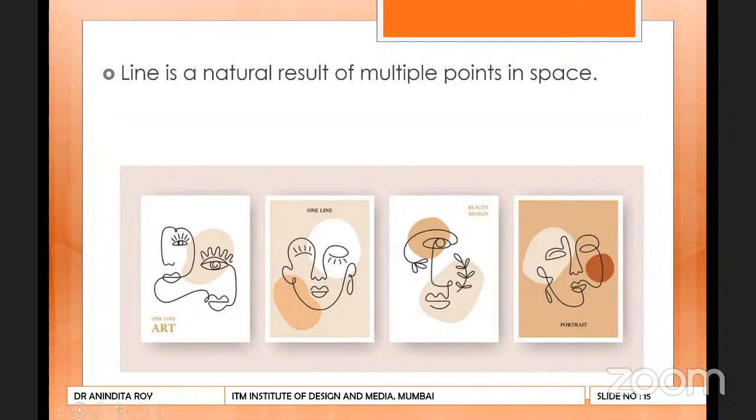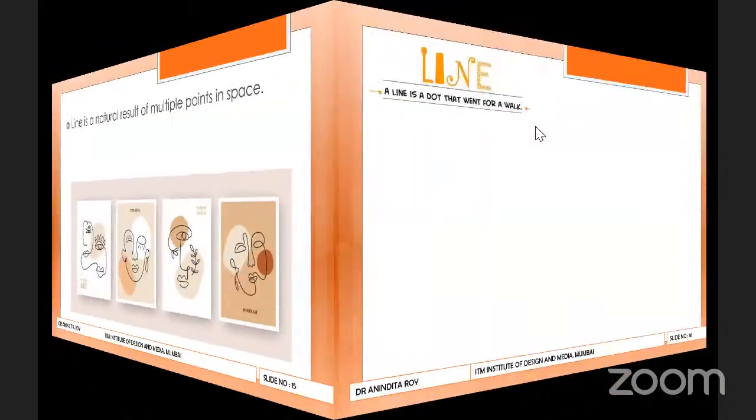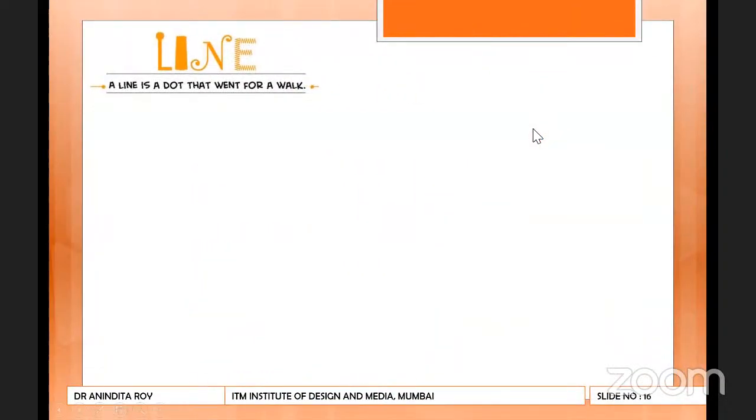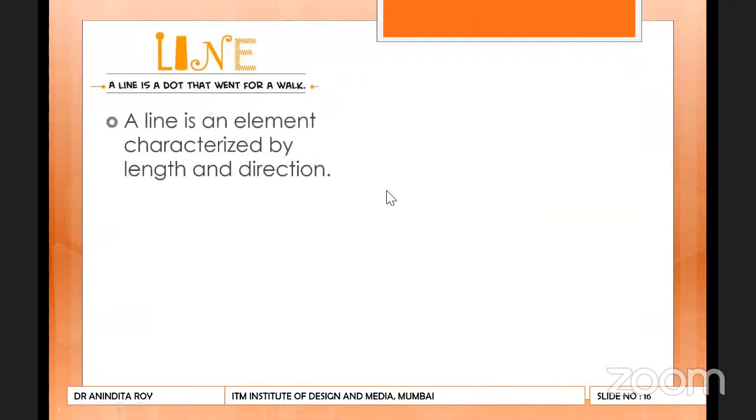With your teachers, with your friends, your design circle friends, you will be talking in this language. So you should be able to talk about these things. So in a fun way, we can say a line is a dot that went for a walk. That way you will remember.